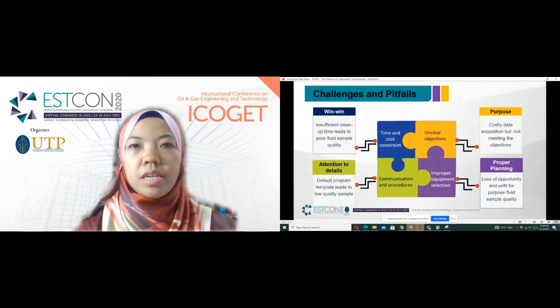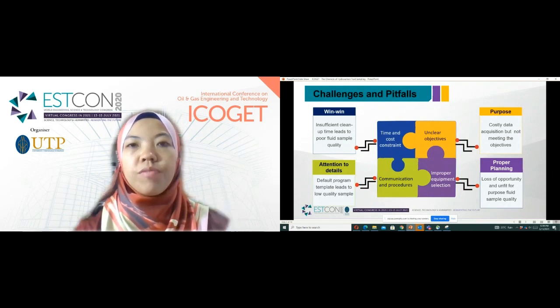Some of the challenges faced in reservoir fluid sampling include time and cost constraints. The longer we take to pump to get a clean reservoir fluid, the more expensive it becomes because it involves rig time. So we need to balance between the cost and the time. Detailed sampling procedures must be communicated to all the parties to avoid miscommunication during the operation.